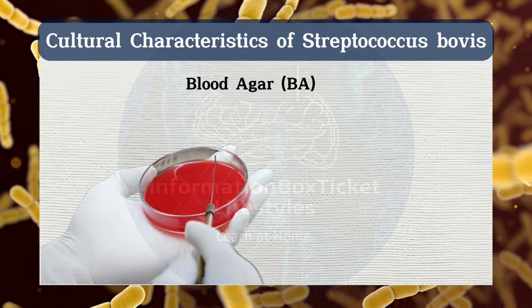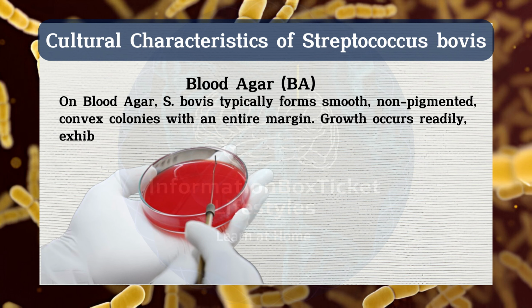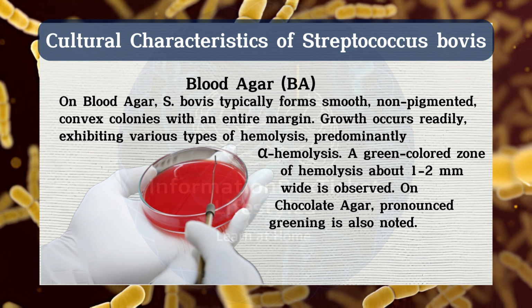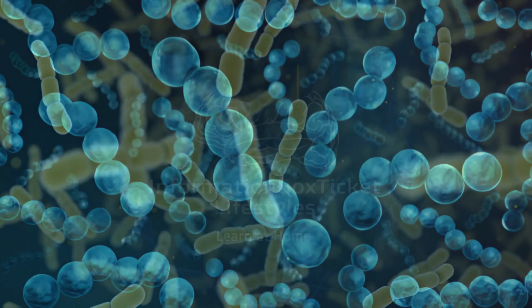2. Blood agar, BA. On blood agar, S. bovis typically forms smooth, non-pigmented, convex colonies with an entire margin. Growth occurs readily, exhibiting various types of hemolysis, predominantly alpha hemolysis. A green-colored zone of hemolysis about 1 to 2 mm wide is observed. On chocolate agar, pronounced greening is also noted.